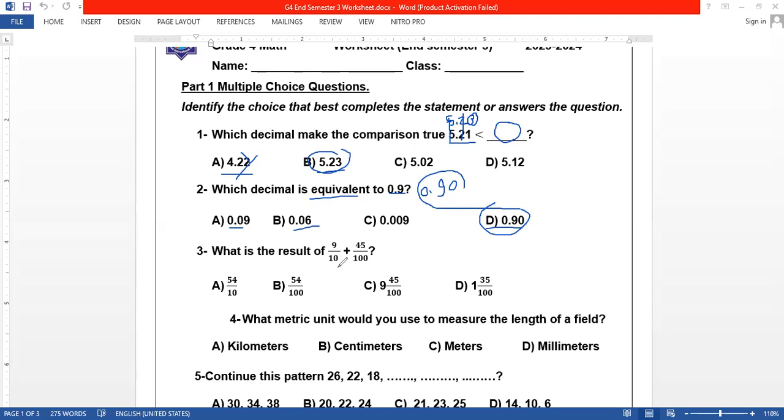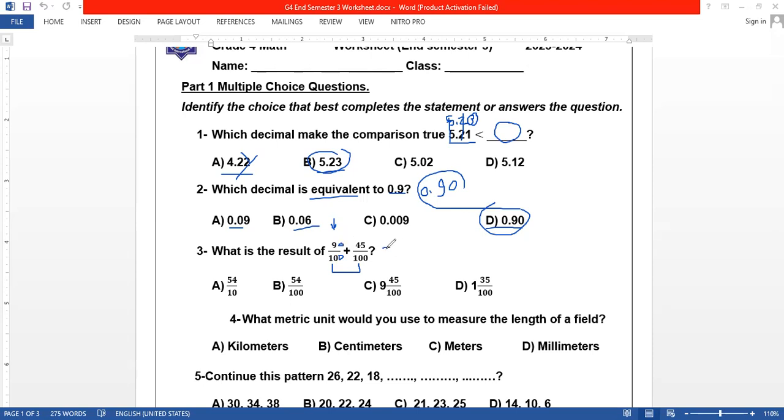Now, what's the result of 9 over 10 plus 45 over 100? Of course, if we want to add or subtract fractions, we need to have the same denominator. So to make them have like denominators, I go to the first fraction and multiply by 10. So if you multiply this by 10, the denominator will become 100, and here we have 90.